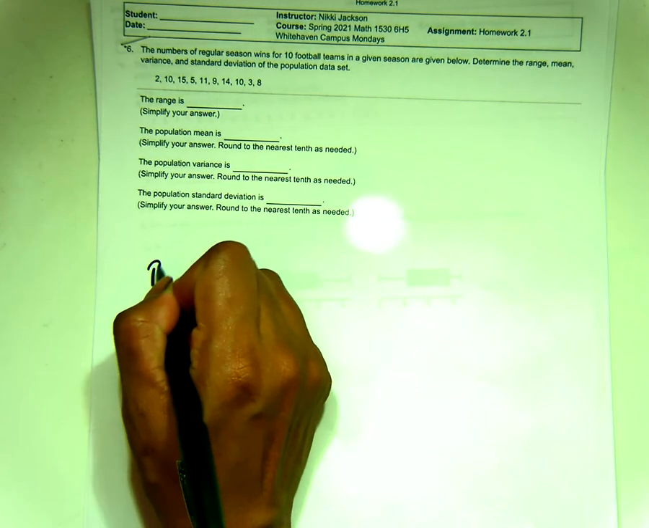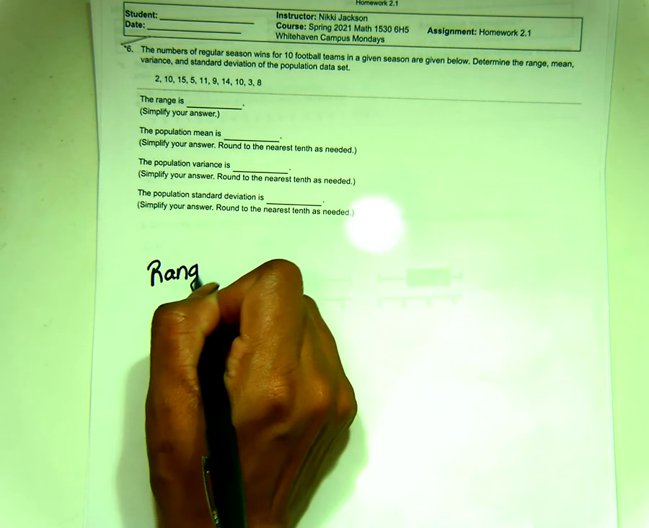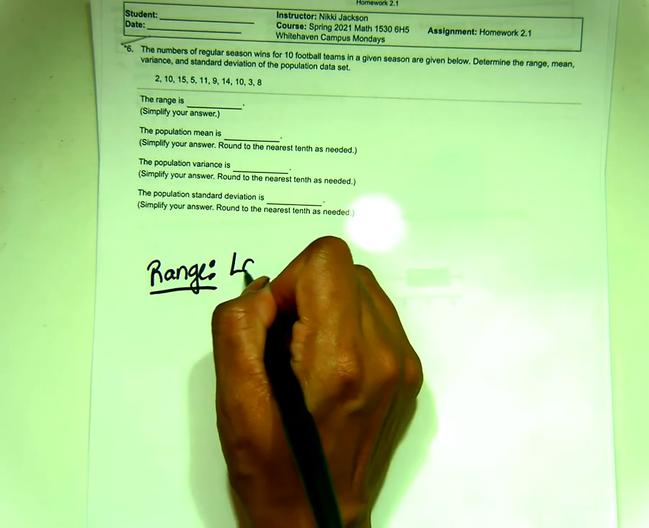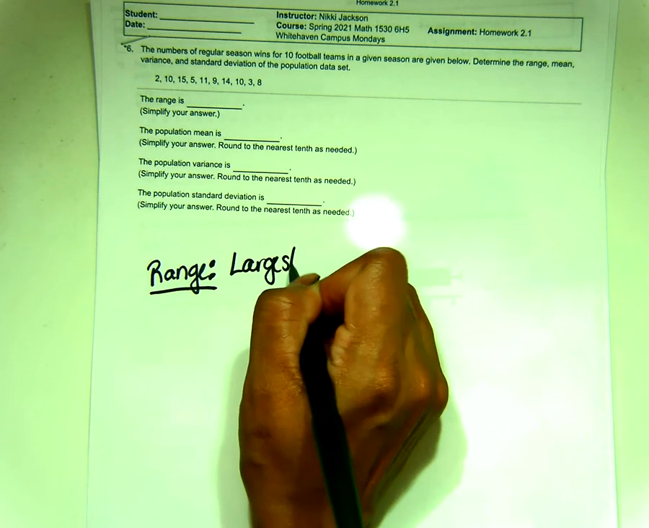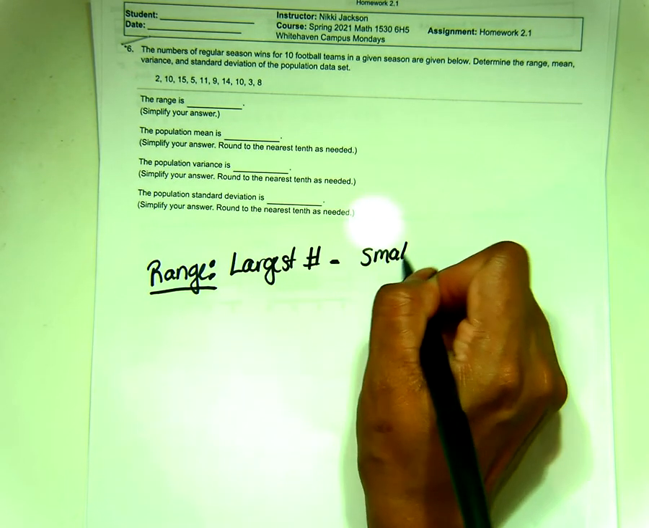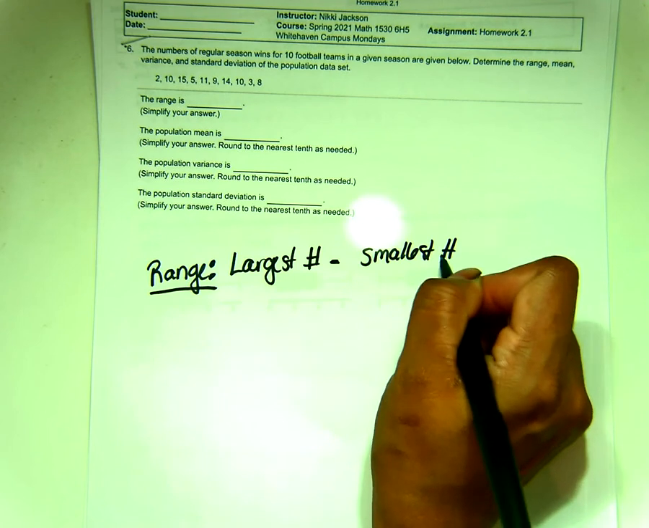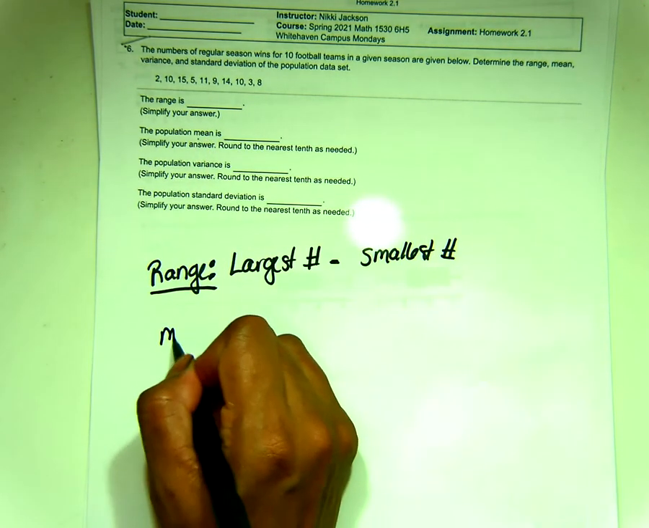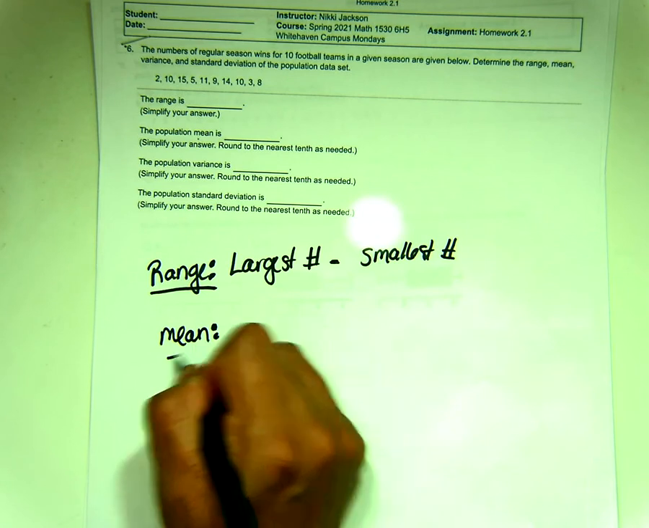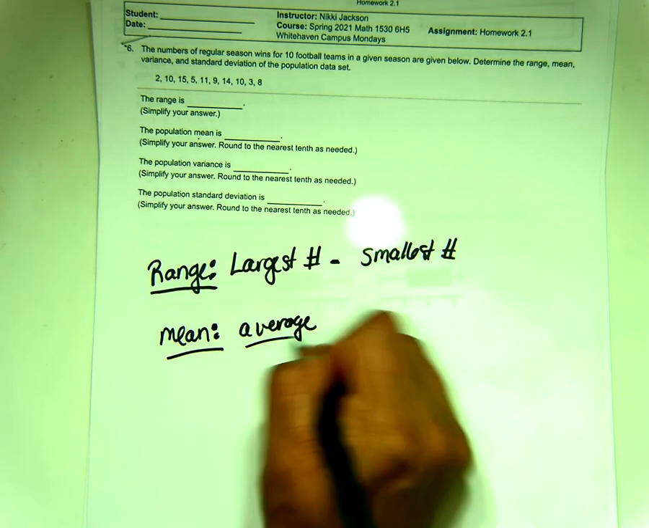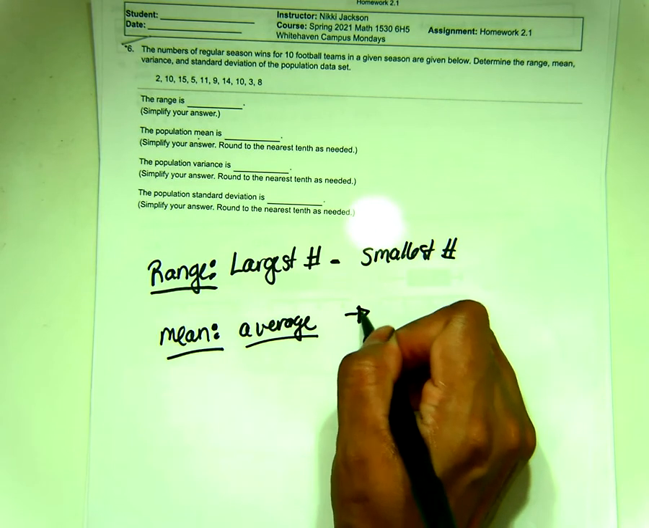We just went over the range. So the range is the measure of how spread out your data set is. We take our largest number minus our smallest number. But then I see something called mean, which we know as our average. But for the sake of time, we're going to use our calculator. It's represented by X bar.